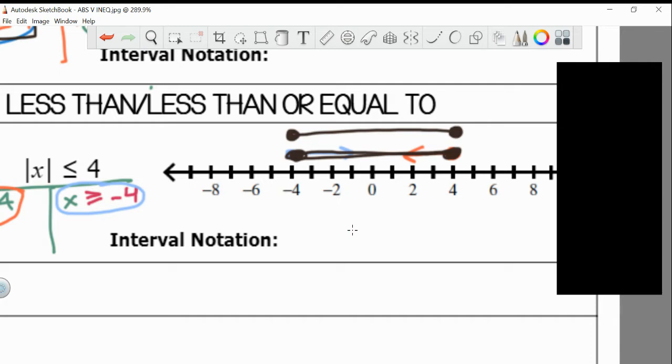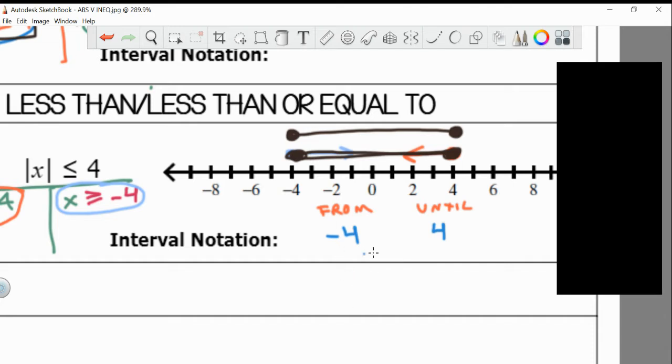So where is the interval where we find all the true answers? We find all the true answers right here. And so writing that down, our interval notation is going to say basically from what number until what number. So from what until what? So that's part of what we need to do.